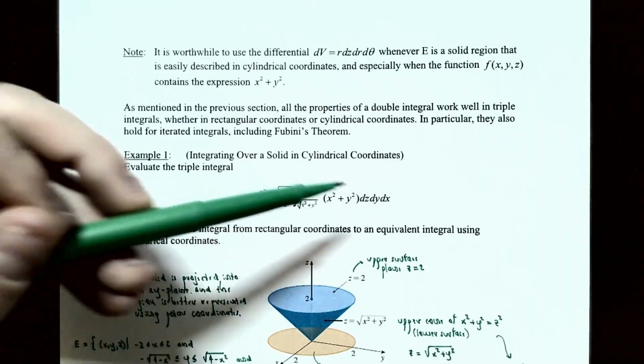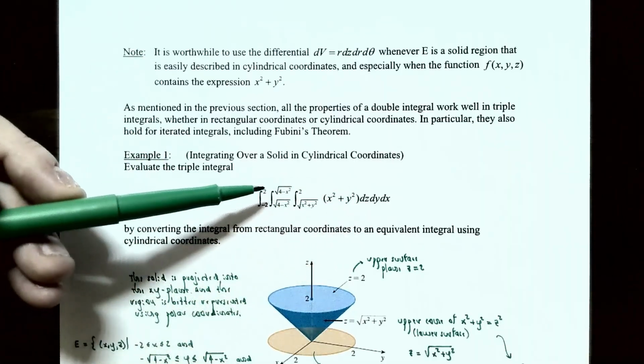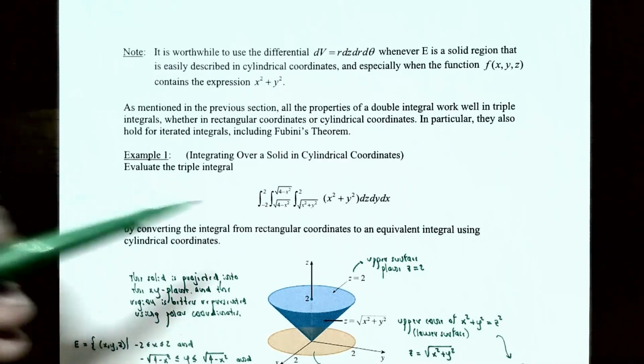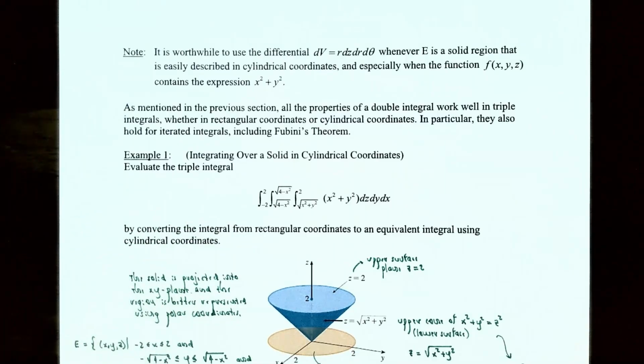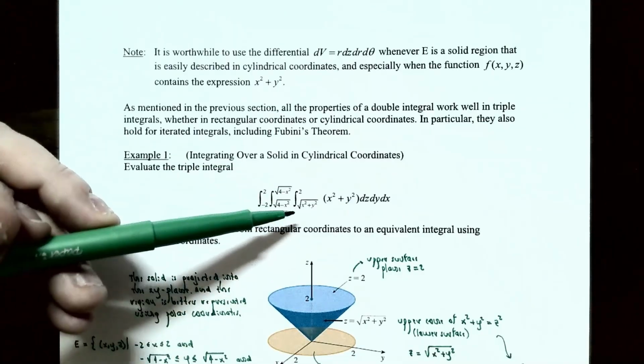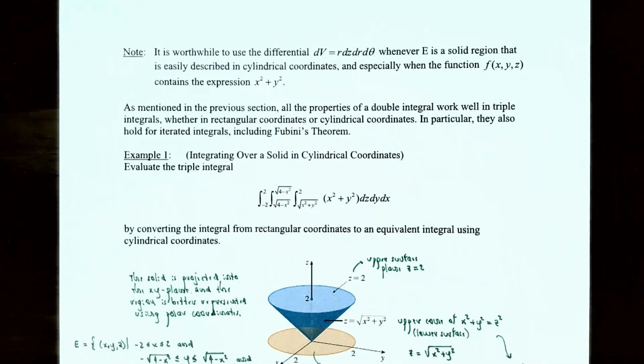The middle integral corresponds to y values. The y equals square root of 4 minus x squared is the upper curve, or the upper limit of integration. The lower limit is y equals negative square root of 4 minus x squared. That corresponds to the lower curve, or the lower limit of integration. The inside integral corresponds to surfaces, and that's z values. The upper surface is z equals 2, and the lower surface will be z equals square root of x squared plus y squared.